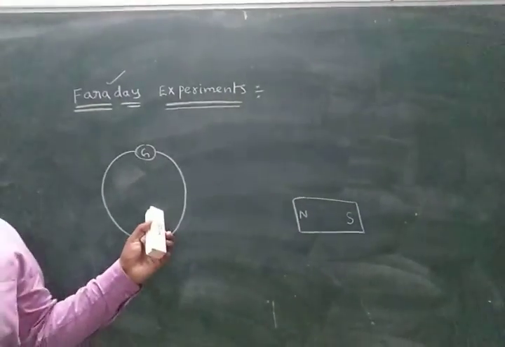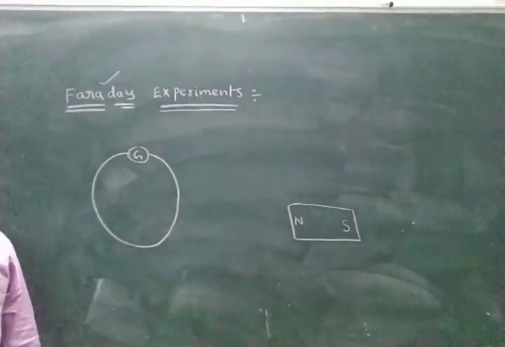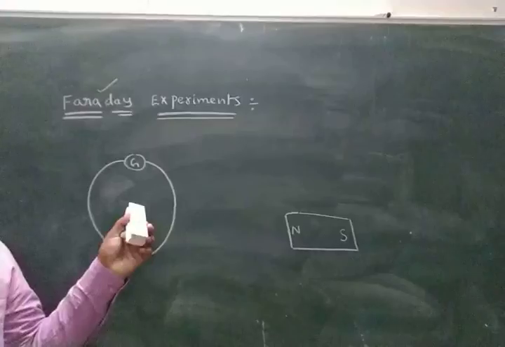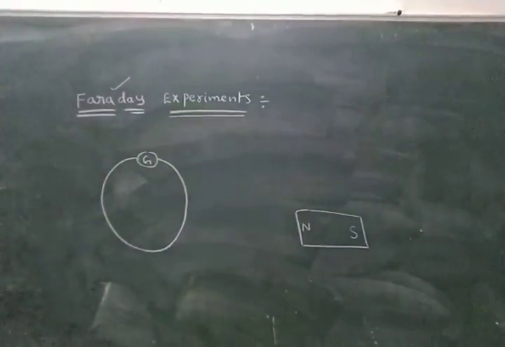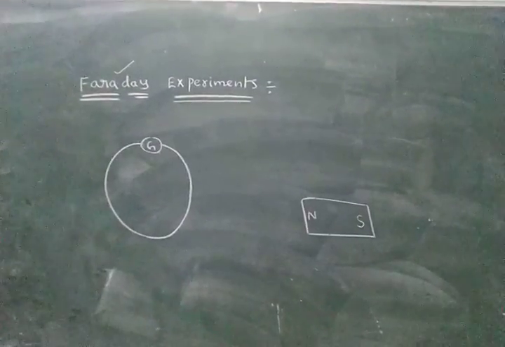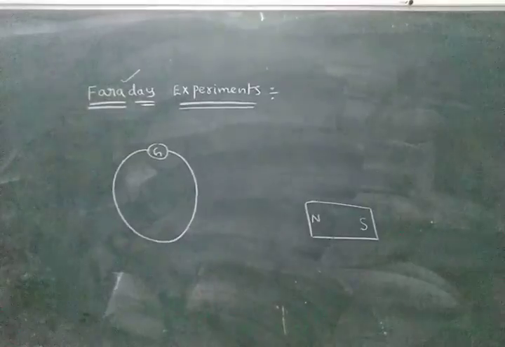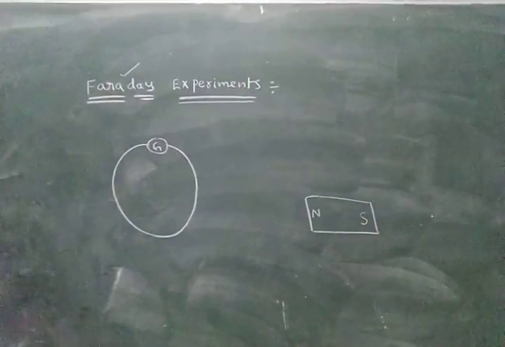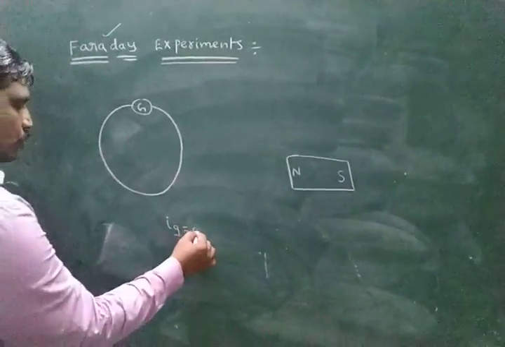In the situation, coil and magnet are both at rest. Coil and magnet, both are at rest. In the situation, the galvanometer indicates current 0.